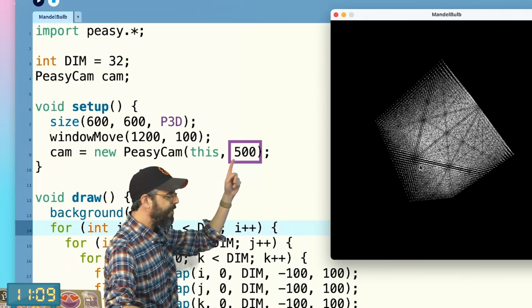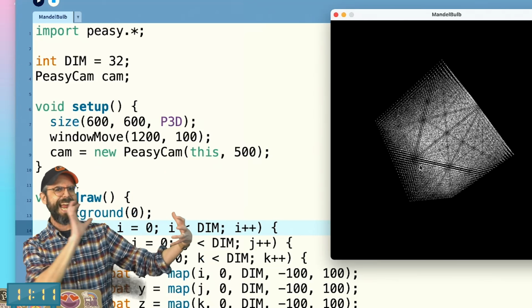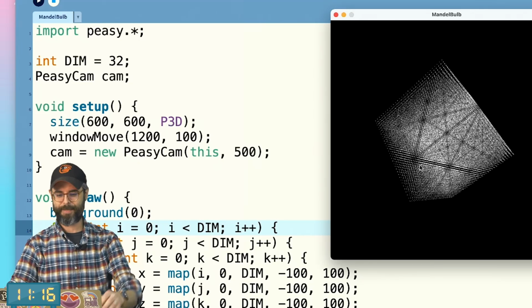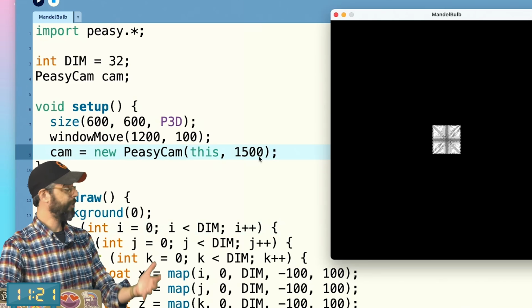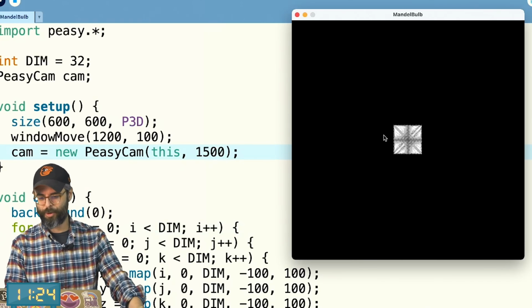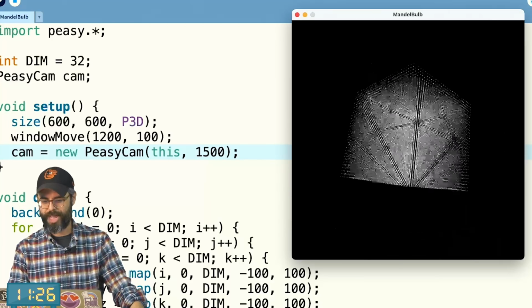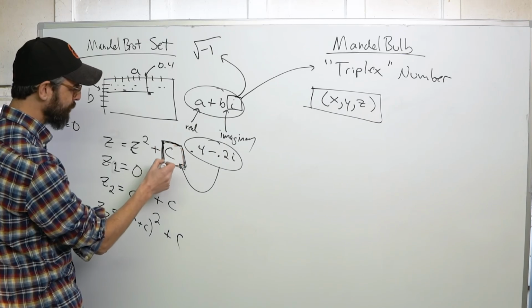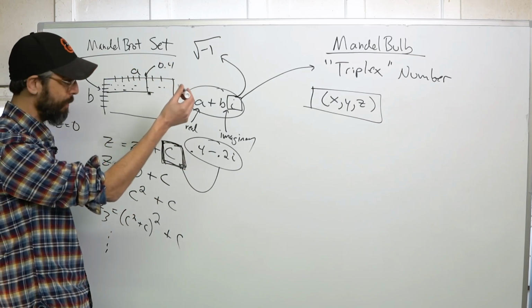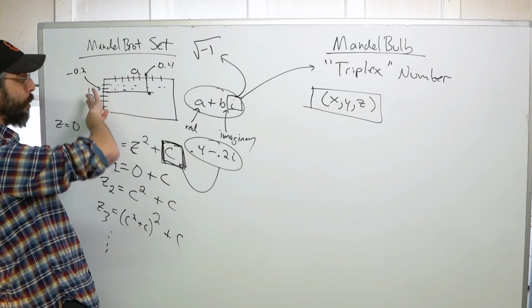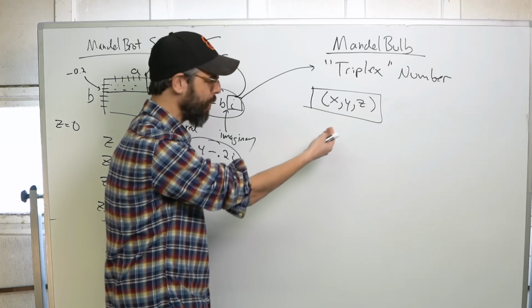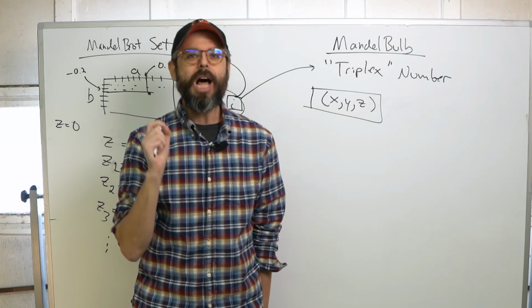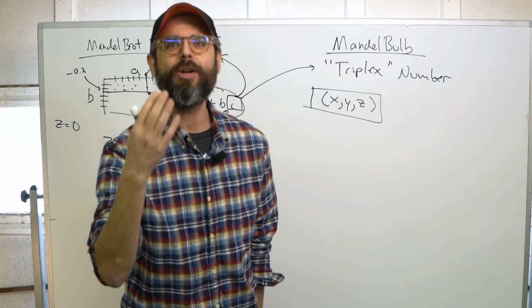If you're wondering what that 500 is doing, that's kind of like the camera position. How far away am I looking at the points that I'm placing in space? So making that 1500, it's quite a bit further away, but I can scroll to zoom in and rotate and spin around. So how do I make the leap from this value c right here, which is a complex number with an x component and a y component, to a triplex number with an x component, y component, and z component? And the answer lies within something called a spherical coordinate.